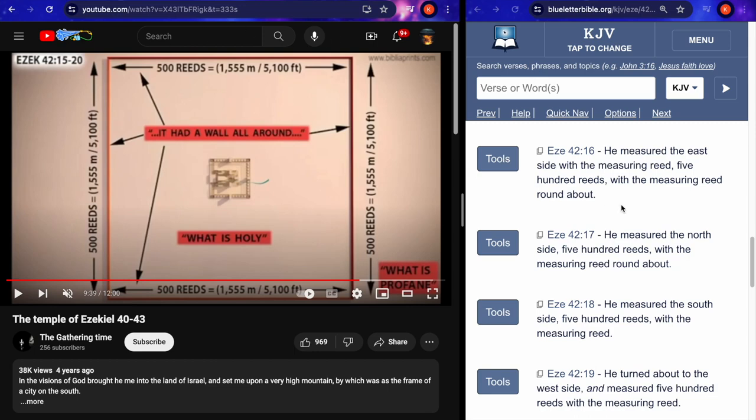Verse 16. He measured the east side with the measuring reed, 500 reeds, with the measuring reed round about. And you can see, I believe the east side might be on here. Okay, and you can see the measurements, but it's pretty much like a square, 500 on all sides.